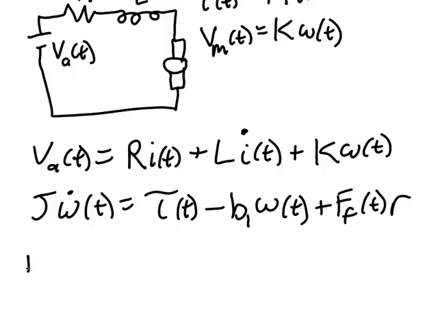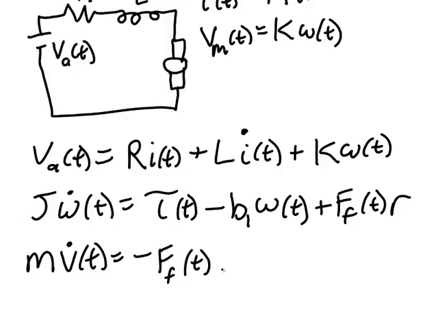Lastly, we summed the forces on the mass. So we said that the mass of the car times the acceleration of the car is equal to the negative force of friction, which is trying to slow the car down, minus some damping, which is also slowing the car down.